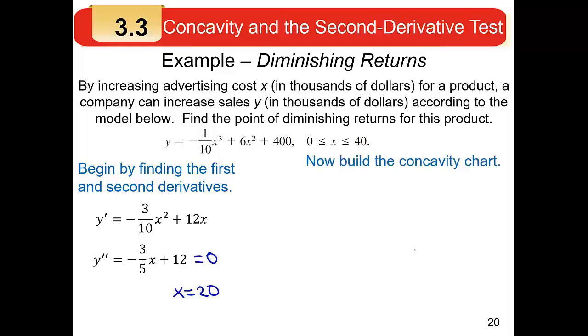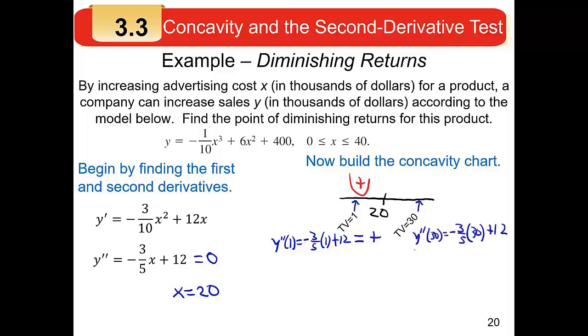Now, if you want to actually verify that it satisfies the condition of being a point of diminishing returns, it has to be concave up on the left and down on the right. So technically, you should check this to make sure it really does have that behavior. If you take a test value on each side, say a test value of 1 plugged into the second derivative, you get a positive value. That means it's concave up. That's good. That's what we're looking for.